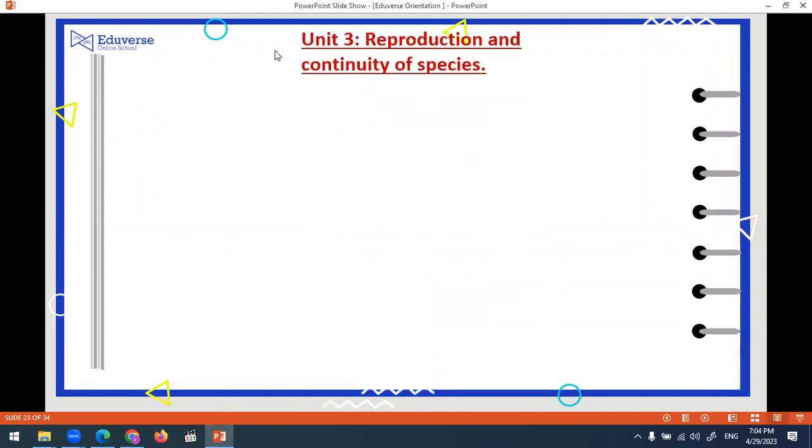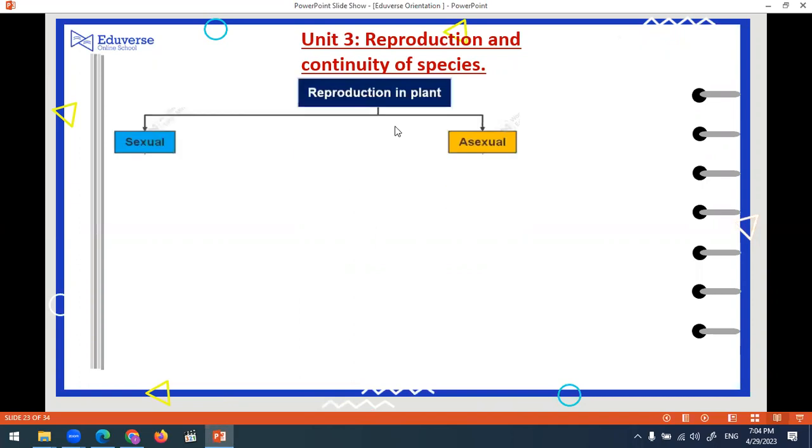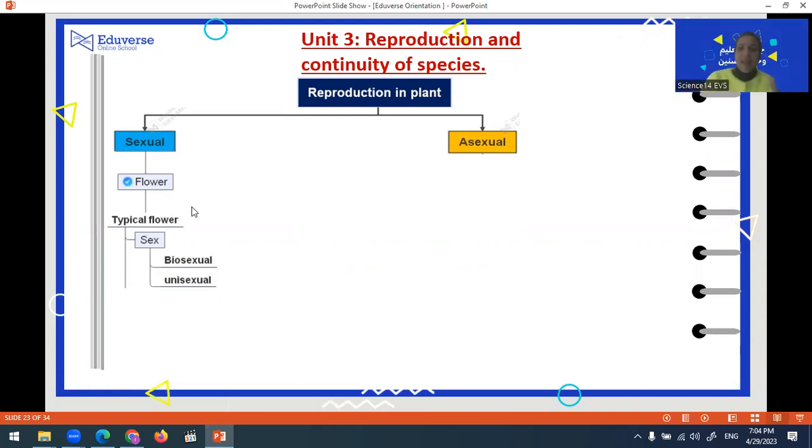Okay. Now let's talk about the last unit, inshallah, and it's the reproduction and continuity of species. First, reproduction in plants. We have two types, sexual or asexual. Sexual: you must have a flower, because inside the flower you can find the genital reproductive system, or the male and the female reproductive systems.